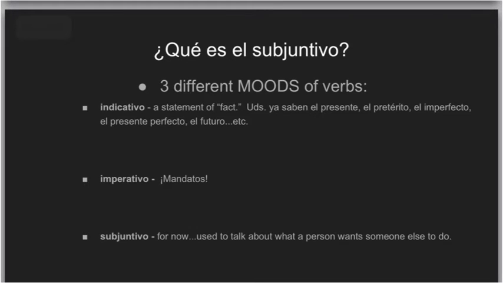You need to know that there are three different moods of verbs. We have the indicative, which is a statement of what one believes to be fact. So in the indicativo, you already know el presente, el pretérito, el imperfecto, el presente perfecto, el futuro, and so on and so on. There's the imperative or imperativo, which is for commands. In Spanish 2, you learned how to form informal commands, and this year you've learned how to form formal and plural commands. Now you're learning el subjuntivo, the subjunctive.